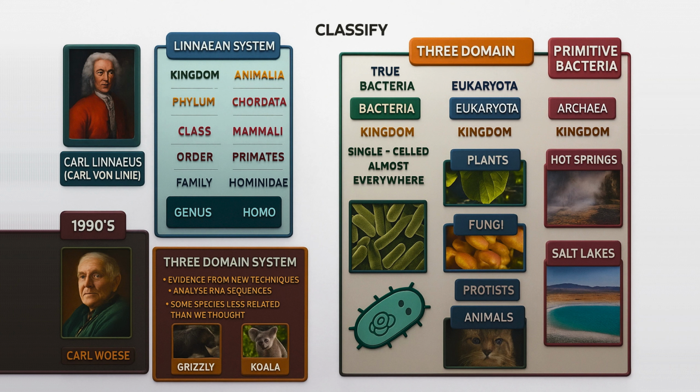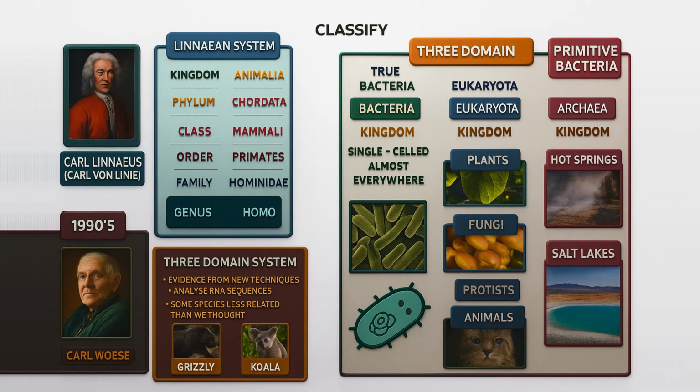So he introduced three new categories called domains, which are placed above kingdoms in the hierarchy. These three domains are called Eukaryota, Bacteria, and Archaea. The domain Eukaryota includes all living organisms with eukaryotic cells, which have a nucleus and other complex structures inside, such as animals, plants, fungi, and protists.